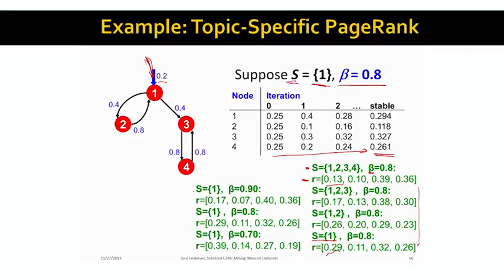Similarly, if I keep the teleport set S constant, but I'm changing the random jump probability or the teleportation probability, you see, as the parameter beta gets smaller, the score of node 1, the node where the random walker is jumping to, also starts to increase, because more and more often the random walker jumps to node 1, so more and more often the random walker is at that given node.